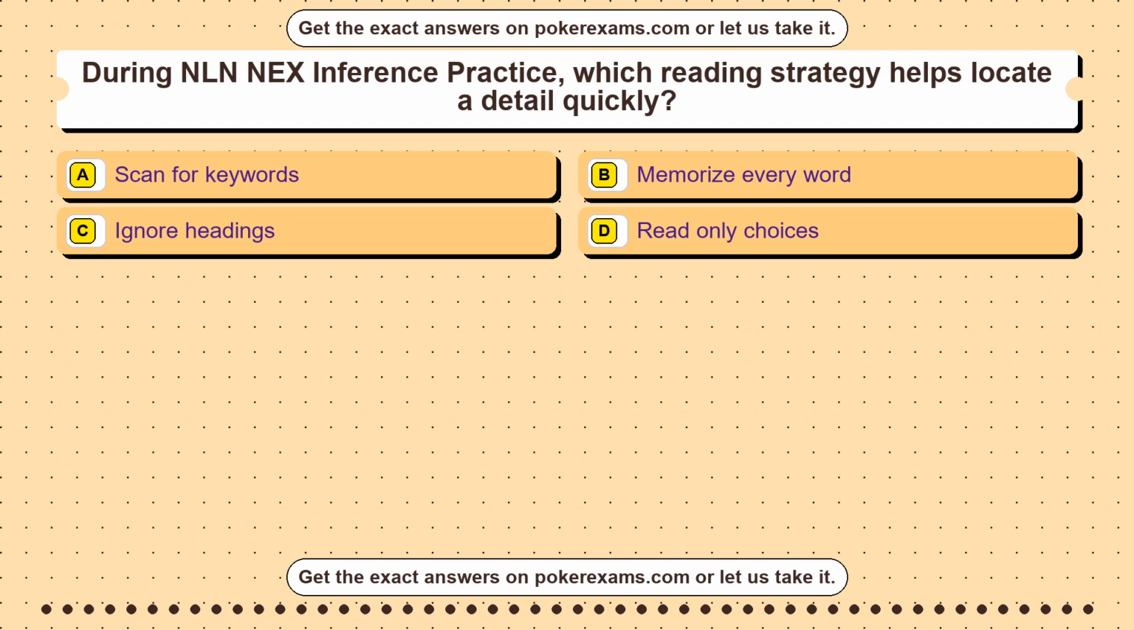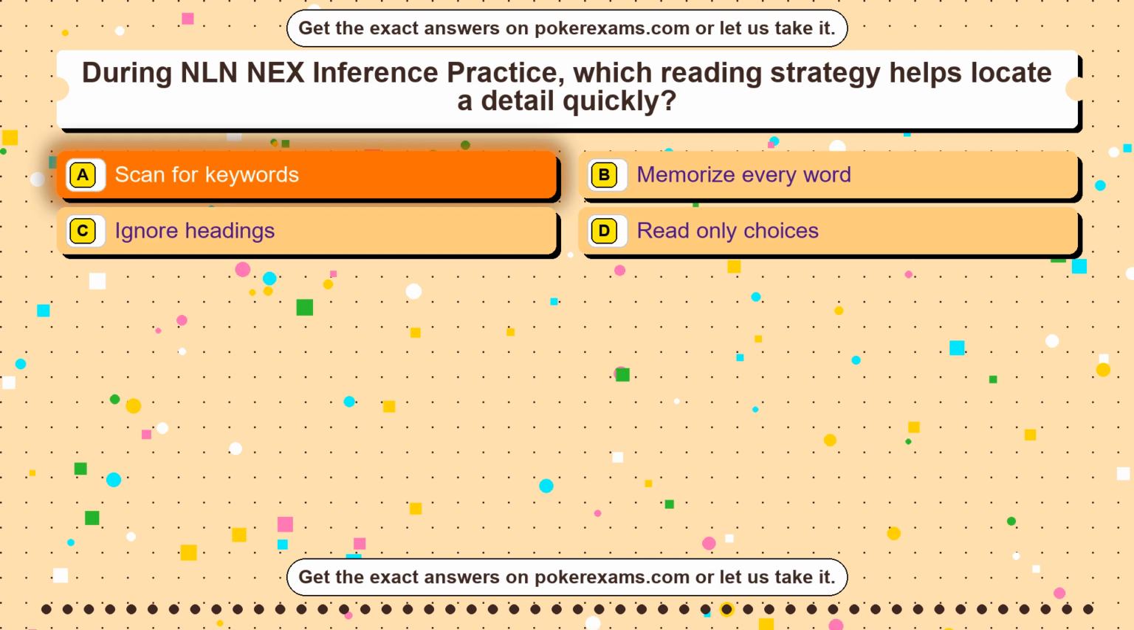Question 21. During GED graphs and data practice, which branch of government makes laws in the United States? Option A, legislative. Option B, executive. Option C, judicial. Option D, military. The correct answer is option A.